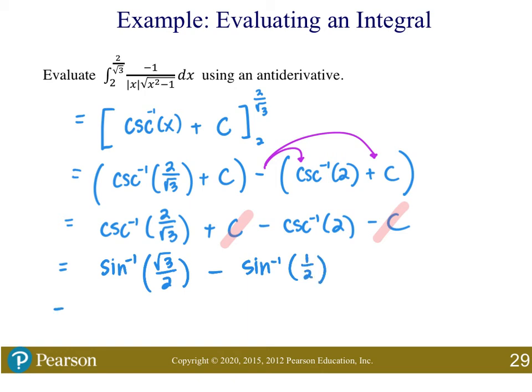So this is where we use our unit circle. The inverse sine of rad 3 over 2 is the place on the unit circle, the radian measure, where the y-coordinate is rad 3 over 2. So that's pi thirds. And then sine inverse of 1/2 is pi sixths. When you subtract pi thirds minus pi sixths, you get a common denominator. So 2 pi sixths minus pi sixths, which is 1 pi sixth. And again, that represents the area shaded underneath this curve.